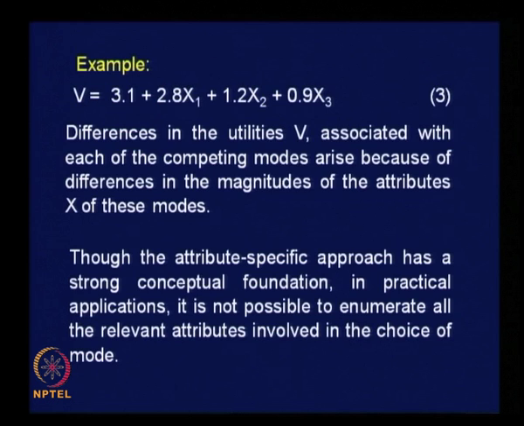The constant term 3.1 is the portion which is not accounted for by any of the variables or any of the attributes. So this is a single constant value given for all the 3 alternative modes. The question is, is it right to assume that the unaccounted part is the same for all the 3 alternatives? It is not right. It will be different for different alternatives.